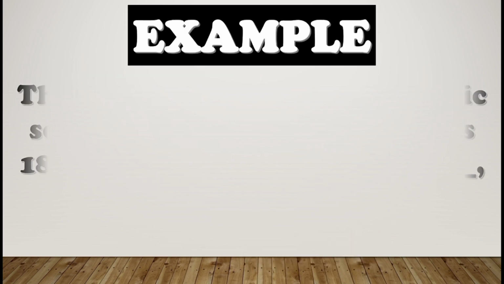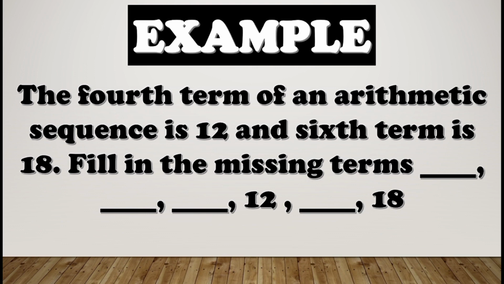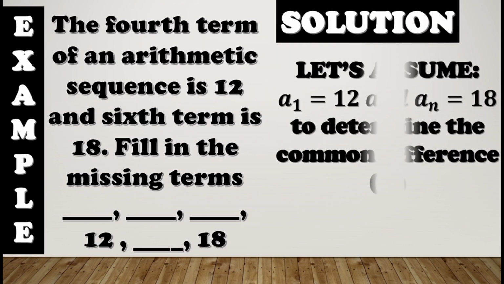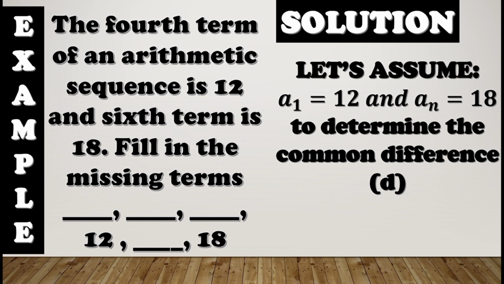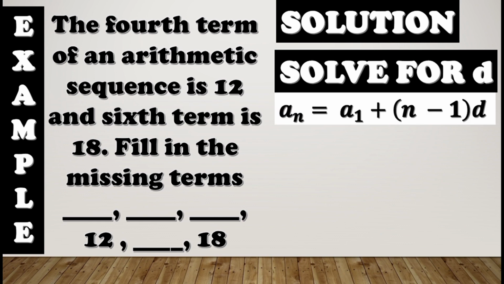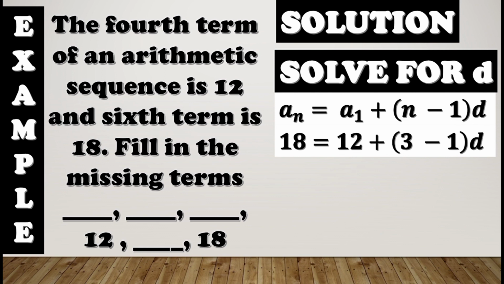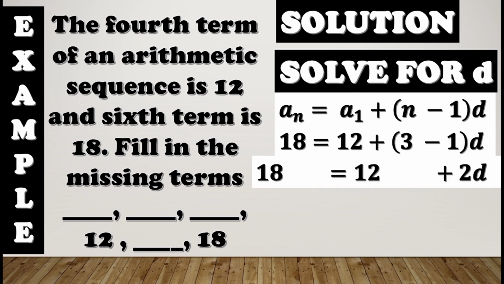Let's have the second example. The fourth term of an arithmetic sequence is 12, and sixth term is 18. Fill in the missing terms. For our solution, let's assume a sub 1 is equal to 12, and a sub n is equal to 18. To determine the common difference, let's solve for d. A sub n is equal to a sub 1 plus quantity n minus 1 d. Our a sub n is 18, a sub 1 is 12, our n is 3, and of course we are solving for d. Simplify, 18 is equal to 12 plus 2d.